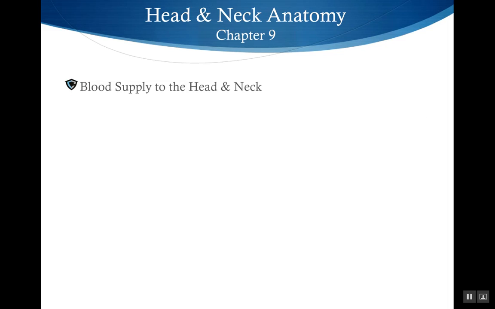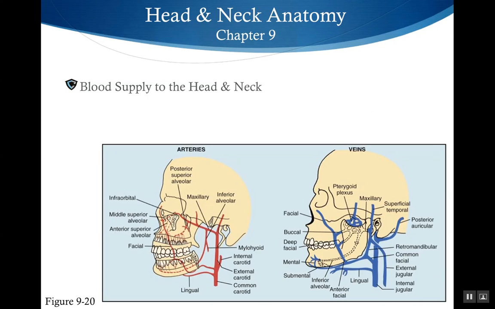All right, so let's talk about the blood supply to the head and the neck. It's important to know these structures because these can be compromised by disease or during procedures such as surgery or the administration of local anesthesia. They can also play a big part in the spread of infection. So in this figure 9.20, it shows the major arteries and veins.